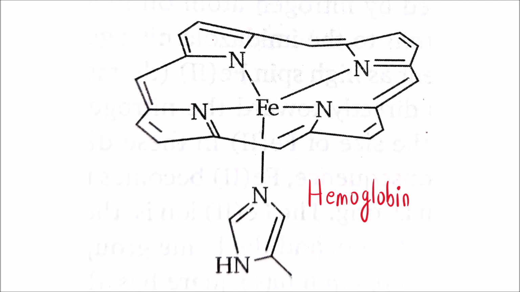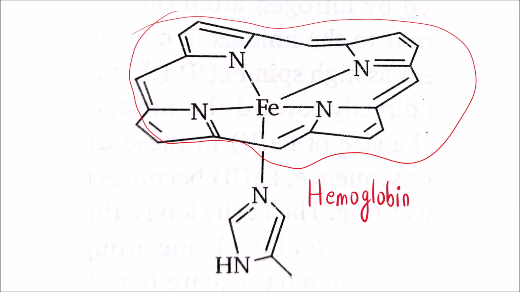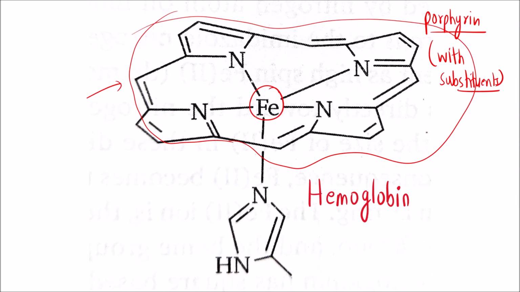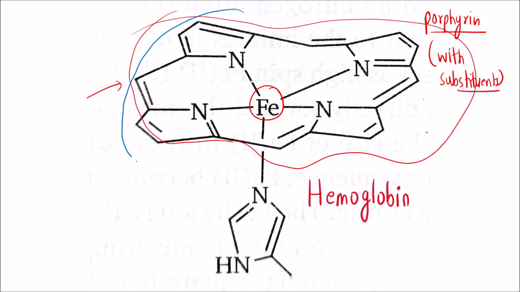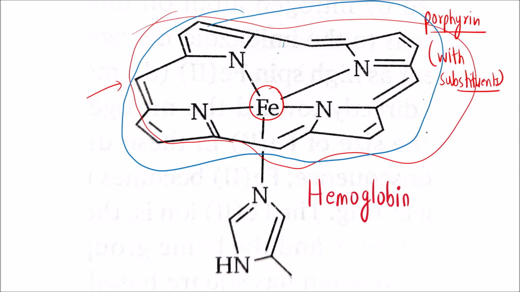Last one, hemoglobin. This is the basic structure. This is not the complete structure. There are substituents to this side ring. With the substituents it is called as porphyrin. There are several substituents, but without the substituents, this structure that you can see around iron, this portion leaving the iron metal, this ring is called as porphyrin ring.